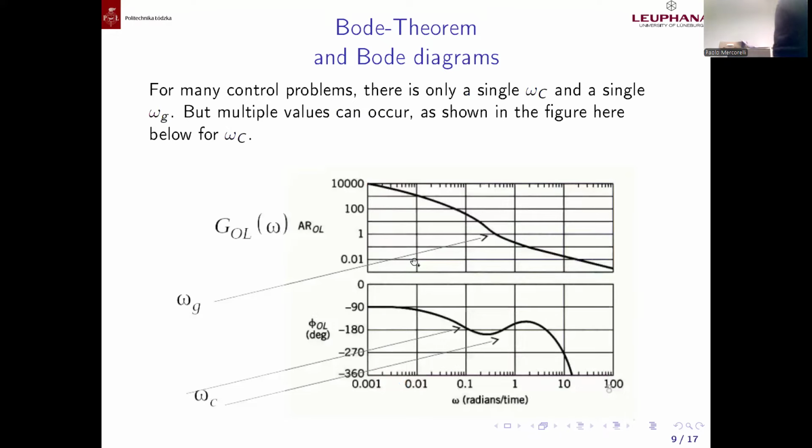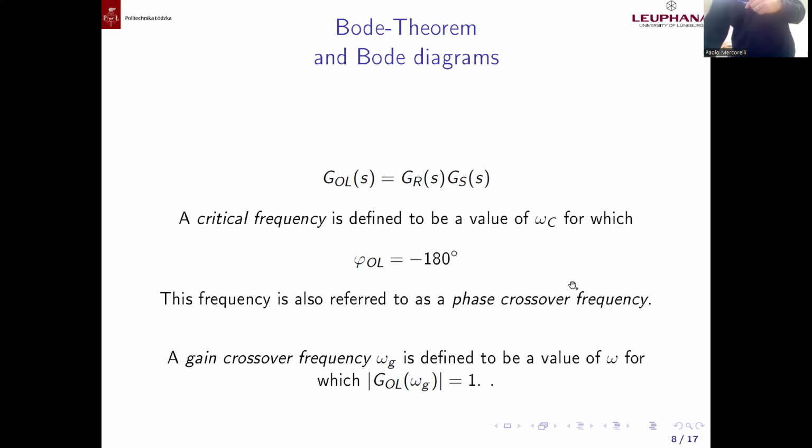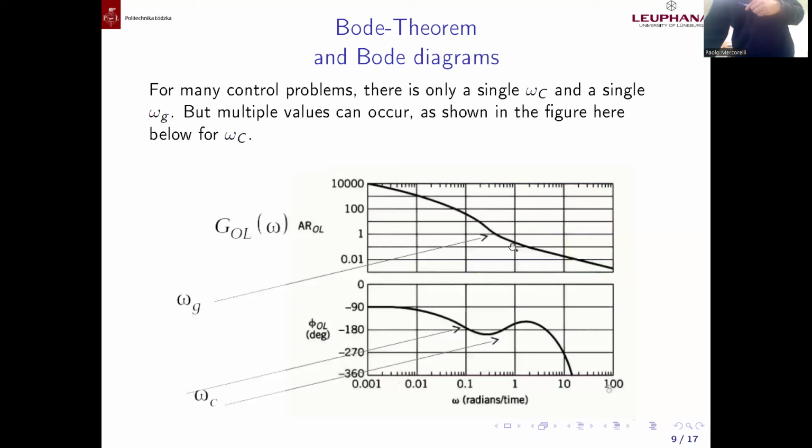Okay, look at this picture. This picture clarifies everything. Look, we have here a crossover. We call it the crossover frequency, omega g. In this case we have two, if this is the Bode diagram, the abstract Bode diagram. Very often we have just one omega c, but it could be that you have more than one.